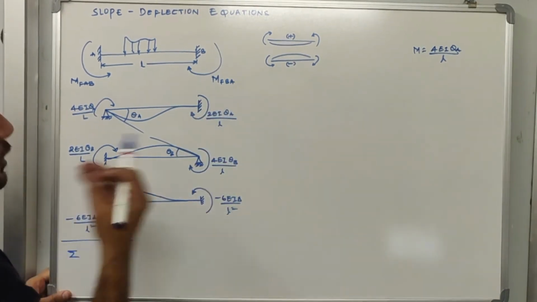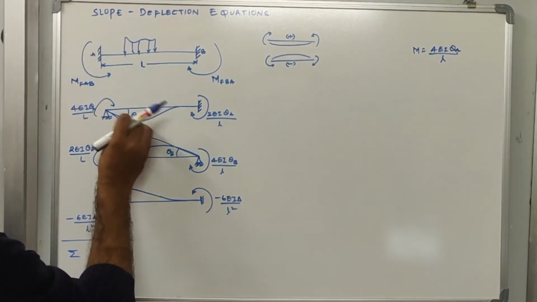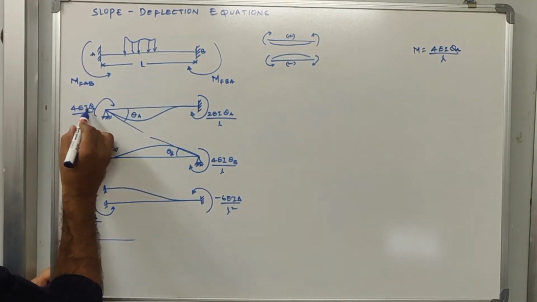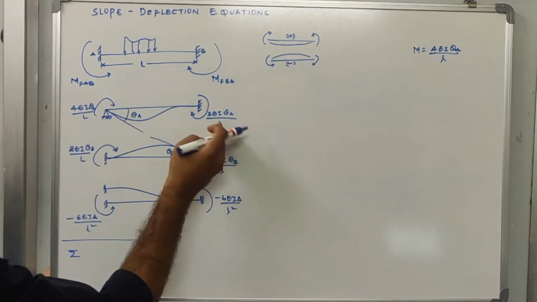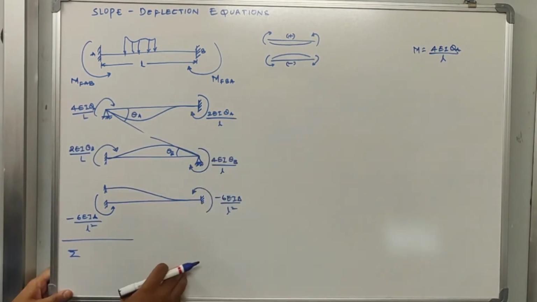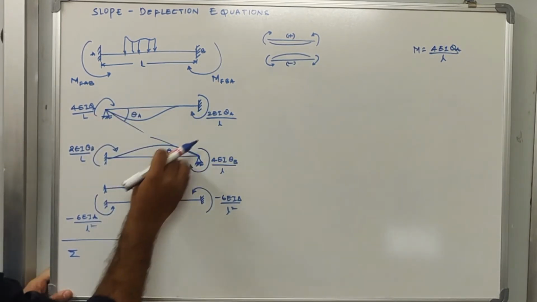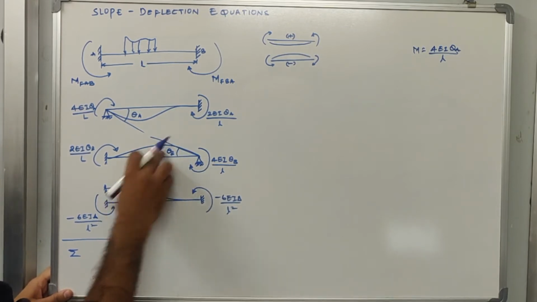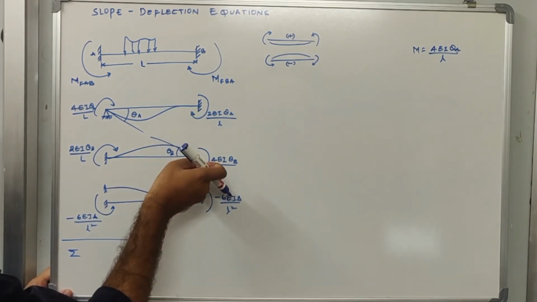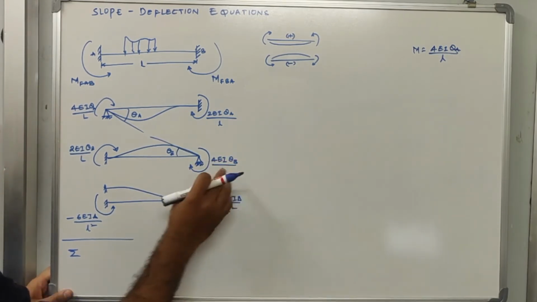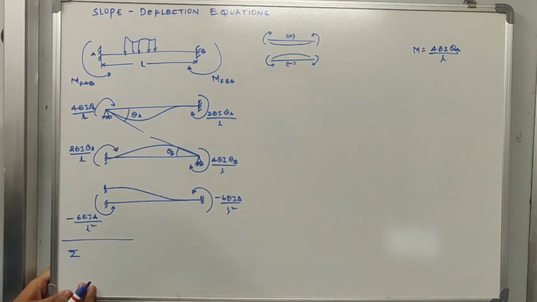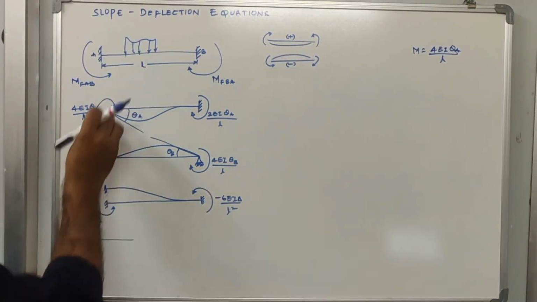Now I am assuming that there is a rotation called theta A that takes place at the A end. Because of that, the moment that gets generated is 4 EI theta A divided by L. At the far end, it will be 2 EI theta A divided by L. Similarly, I am also assuming that there is a rotation at B equal to theta B. Because of that, the moment required to create a rotation of theta B will be 4 EI theta B by L, and the reaction of that will be 2 EI theta B by L.